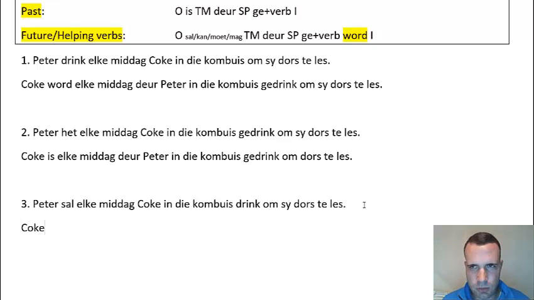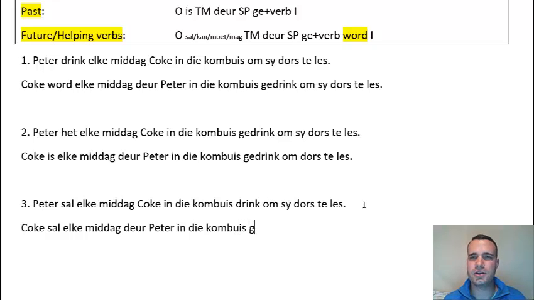So they start you with the object Coke. Look at what tense your sentence is. Okay, they're using sol, they're using a helping verb, so I must use the third formula. Coke sol, elke middag deur Pieter in die kombuis gedrink word. Don't forget the word. Follow your formula down exactly. Om sy dors te les is the infinitive. That's how Lydende Vorm works.